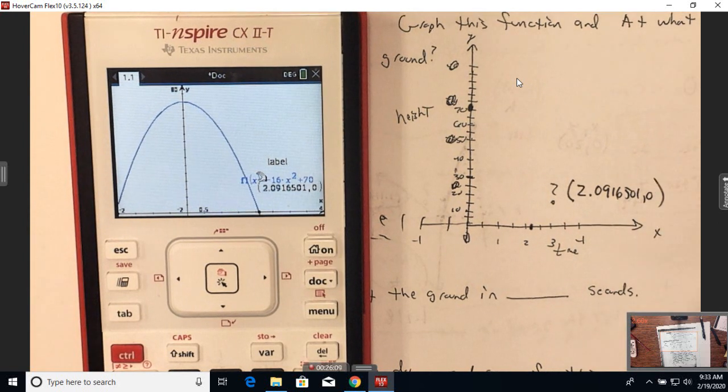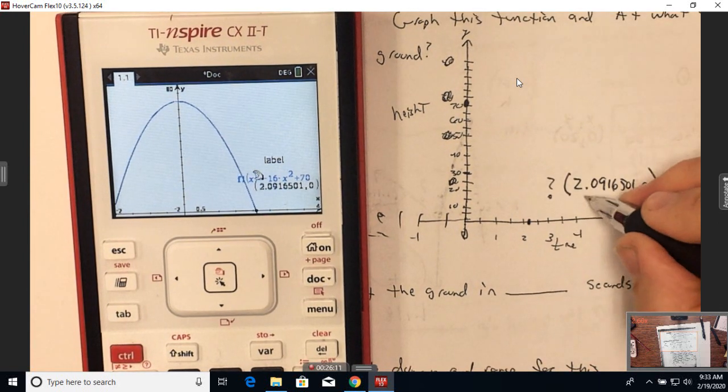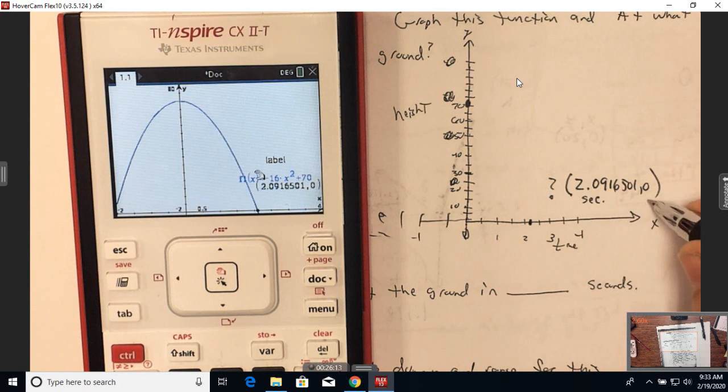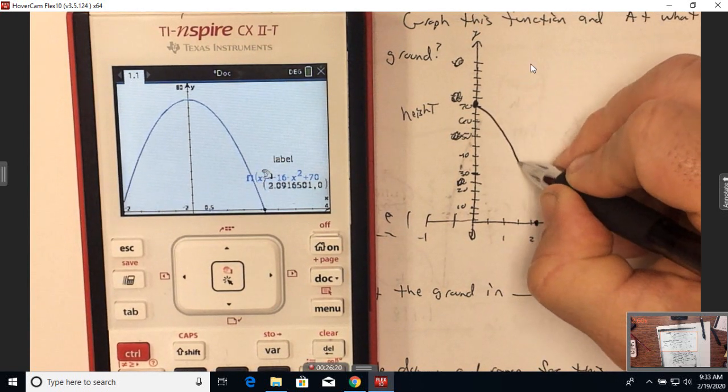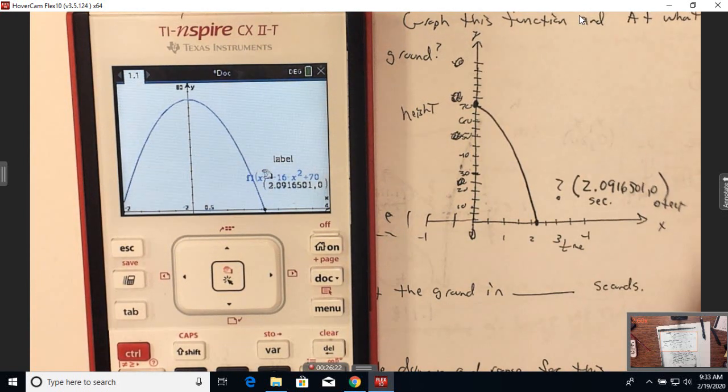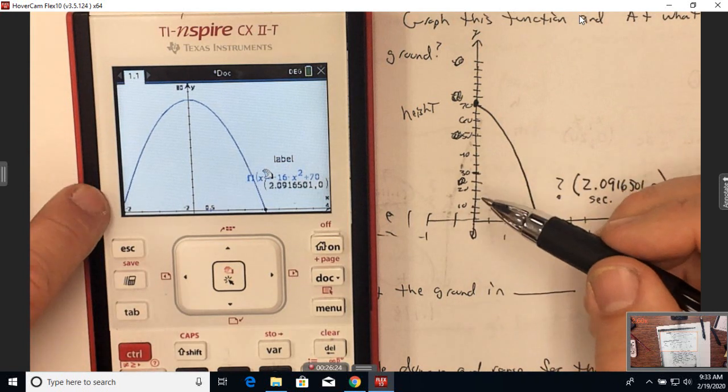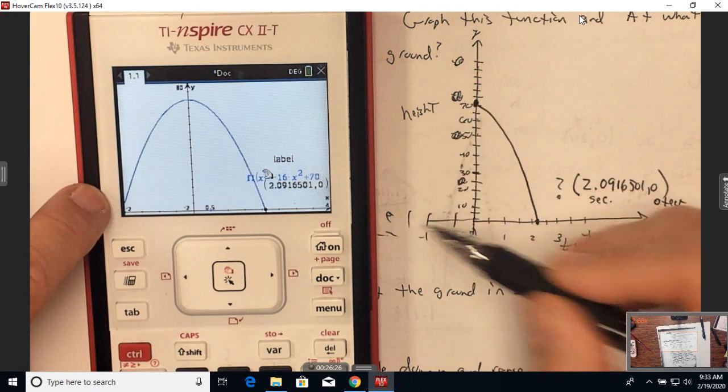2.091650, 0. So what does that mean? After this many seconds, it is 0 feet above the ground, which means it hits it. So if I have a smooth little curve from here to here, boom. Should I graph the left side too, like they did? Do I need to do the left side like them?